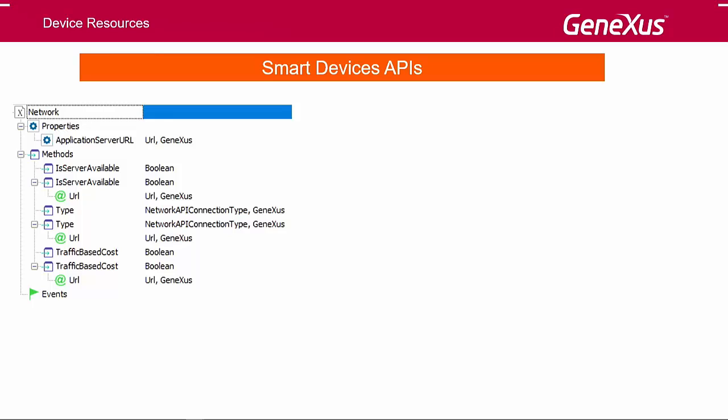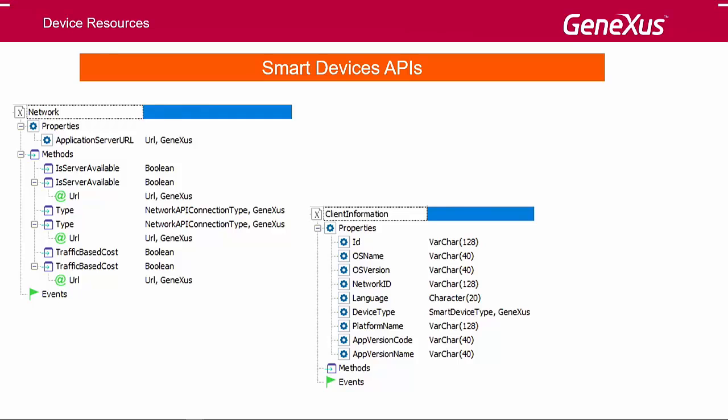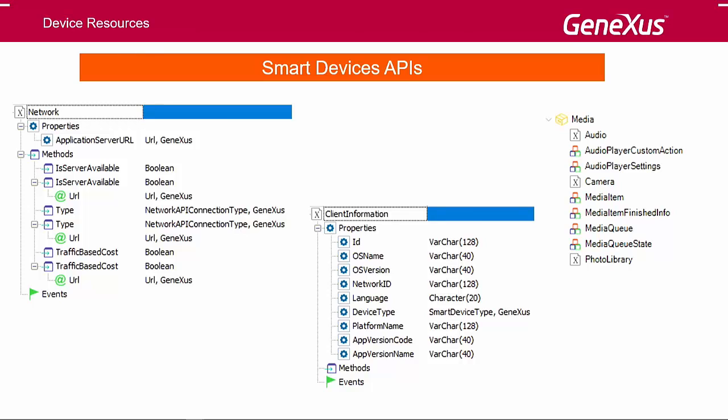There are some more APIs. For example, one of them allows us to know if there's a connection with the server at a given moment, as well as the type of connection. Another one, client information, obtains information about the device running the application, its ID, operating system, version, language, and device type. Others play audio and playlists, interact with the device camera, take a photo, or start recording a video, interact with the photo library, and so on.